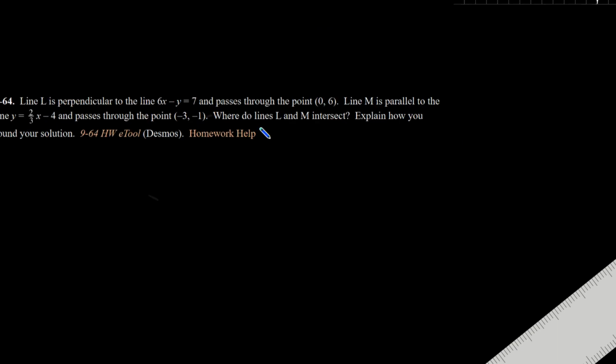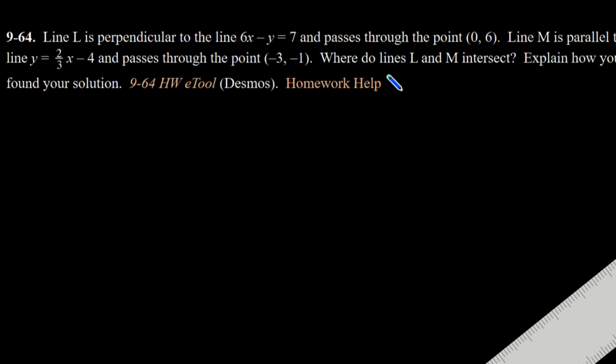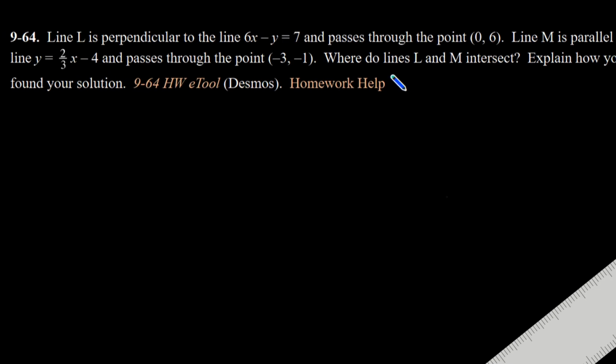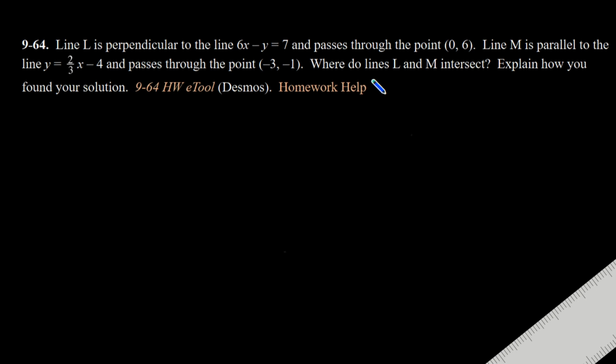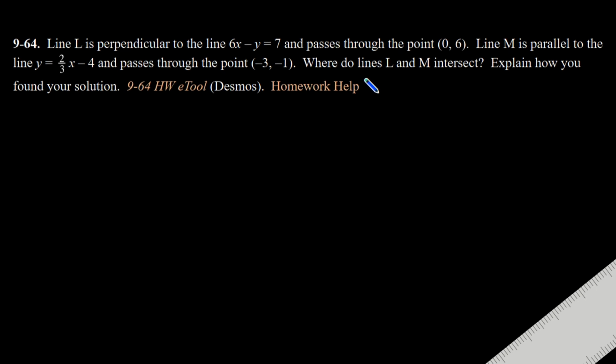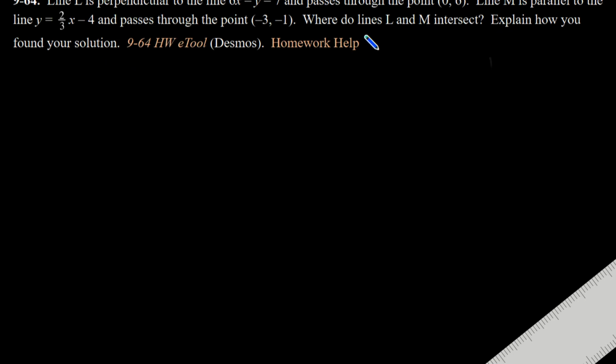All right, last question. 64. It says line L is perpendicular to this line and passes through a point. Line M is parallel and passes through this point. Where do those lines intersect? This is a good problem. I've never seen such reason for celebration so late in the evening. That's a great question.